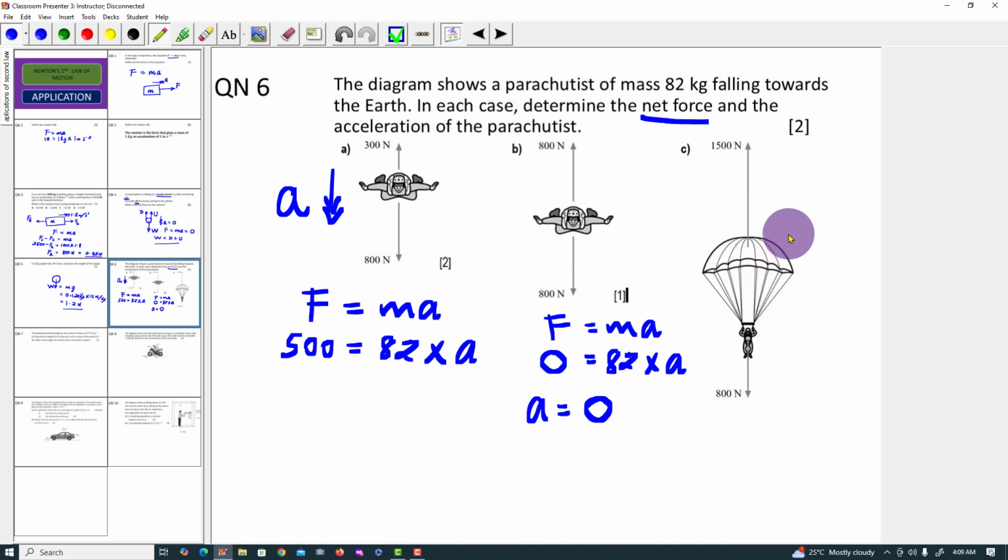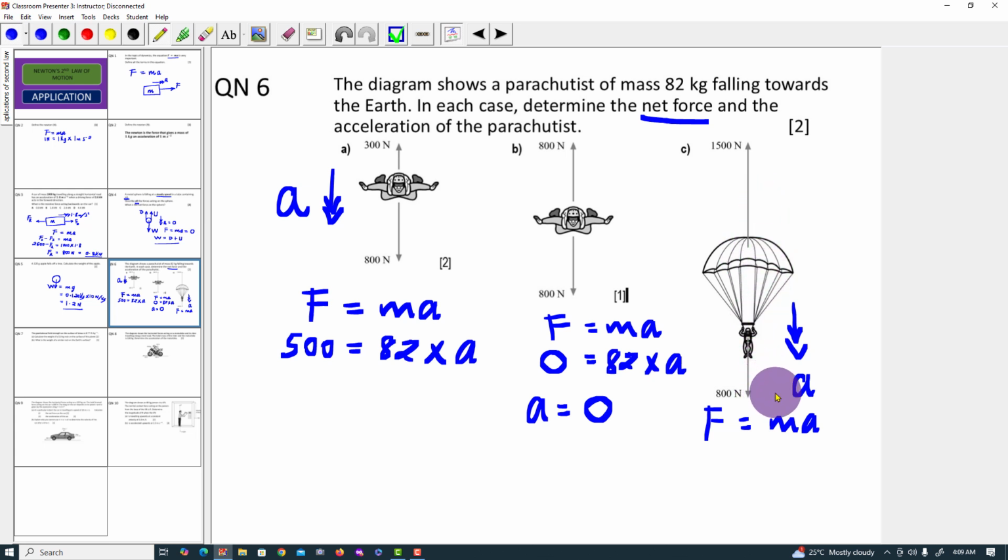How about in a question like this? The parachute now has opened. The viscous drag now becomes larger than the force acting on this object downwards. However, we are still going to maintain the acceleration vertically downwards. Let's see how we calculate that. From F is equal to ma, the force acting in the direction of the acceleration is assumed to be larger than any other force which is acting in the opposite direction.